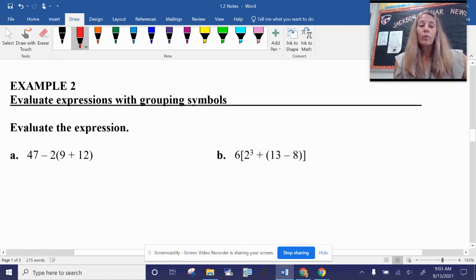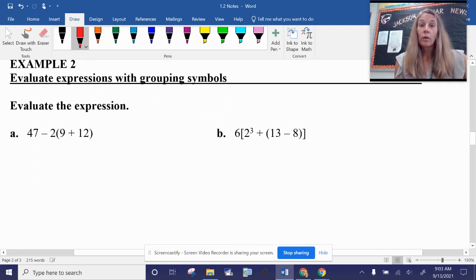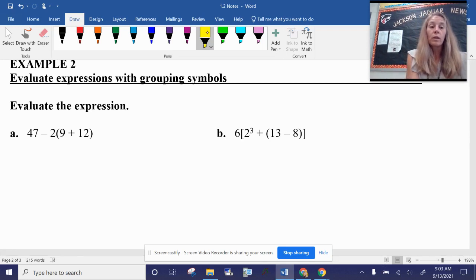So the next example we're going to do is continuing with the order of operations. However, this time we have some grouping symbols. So if you look in example A, I have this one set of grouping symbols here, the 9 plus 12, which of course is going to happen first. 9 plus 12 is 21.